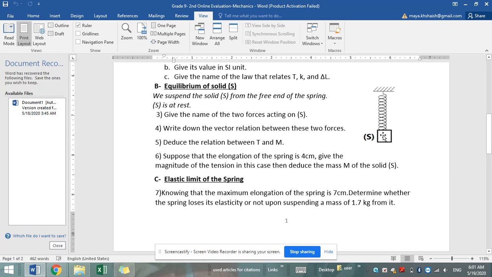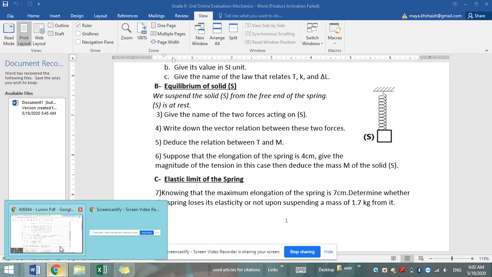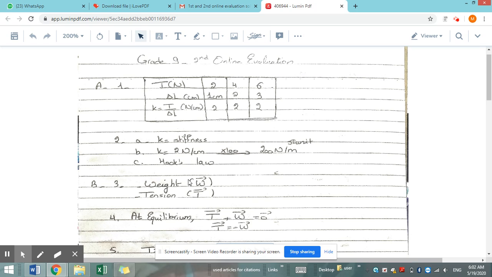Any object on Earth is under the effect of the gravitational force on one hand, and since this solid S is suspended from an elastic body, which is the spring, then it is also subjected to another force, which is the tension force. When we give the name, we have to give also the symbol of this force vector, because when we use the symbol later on in the upcoming parts, we have to define the symbols that we use. So that's why in the part where they ask us to name the force, we have to give also its symbol.